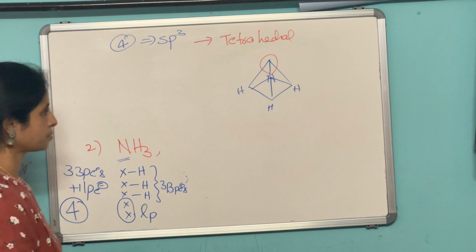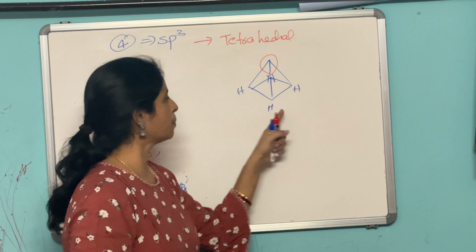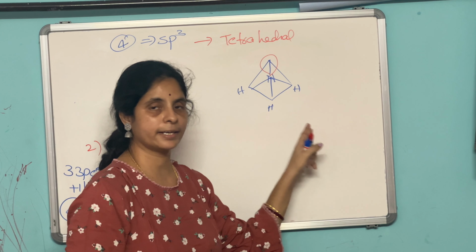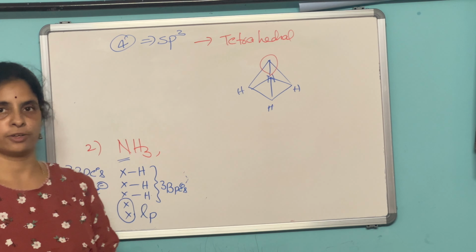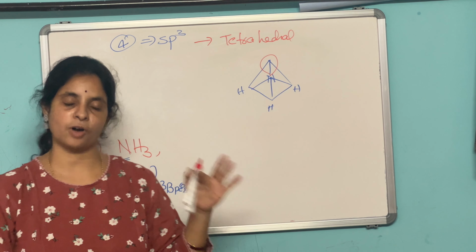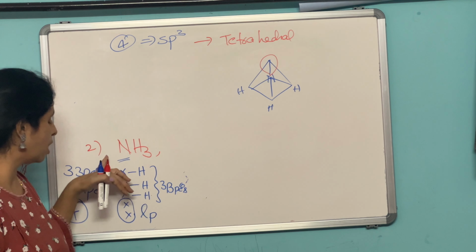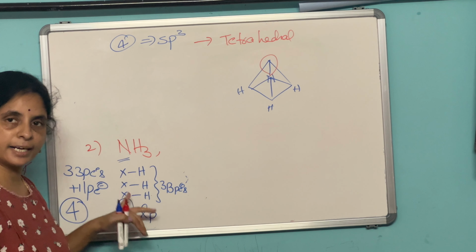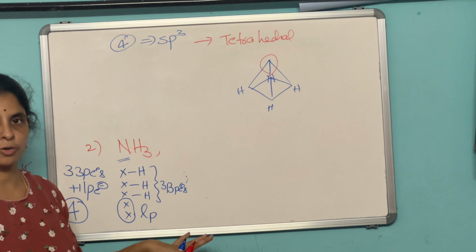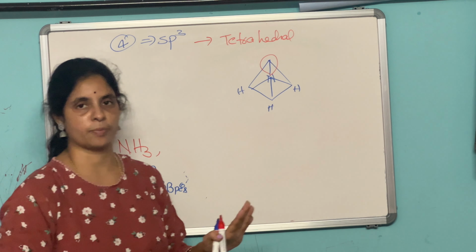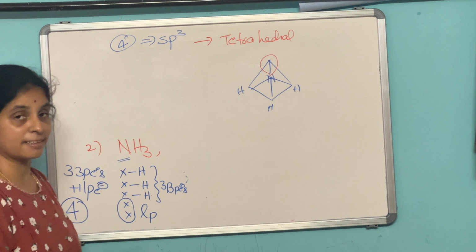Okay. Here the bond angle is less than 109 degrees. The reason we'll discuss in the next video. Okay. Now here you concentrate mainly on how to calculate hybridization, how to calculate bond pair of electrons, lone pair of electrons, and what is the geometry. Okay. Now we'll discuss another example.